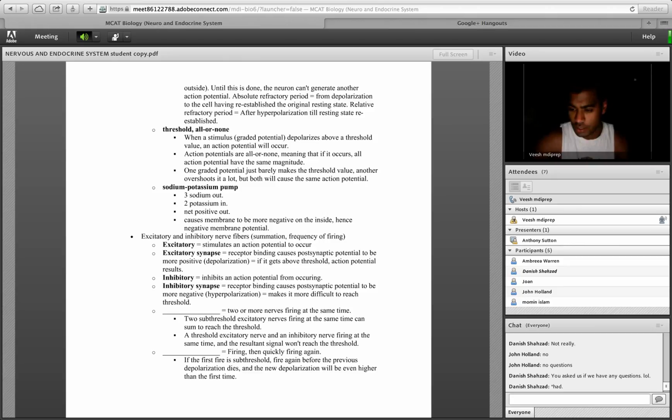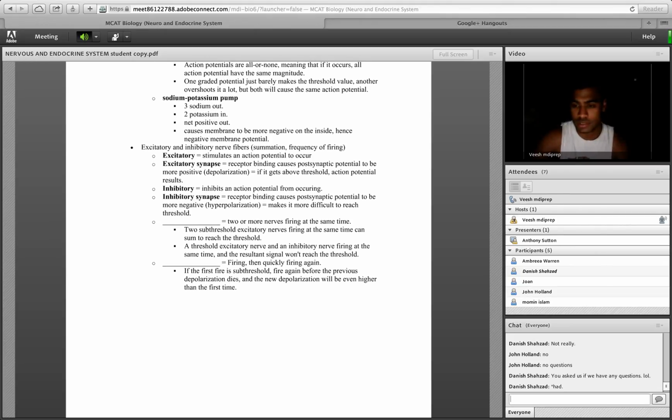Okay, so I think this is a little bit redundant, talking a little bit more about the sodium-potassium pump, but we already went over that. 3 sodium out, 2 potassium in, net positive out, so inside the cell negative, outside the cell positive. And another thing that's not written there, it uses energy, so it's called an ATPase.